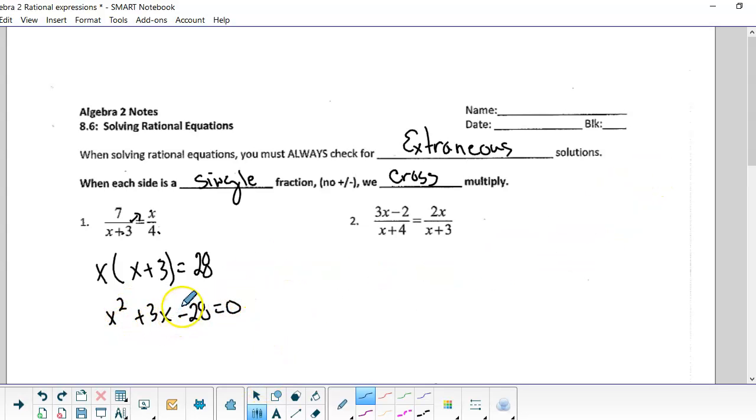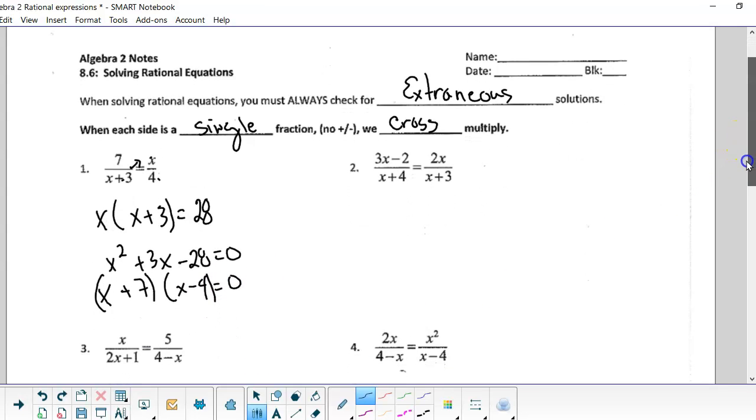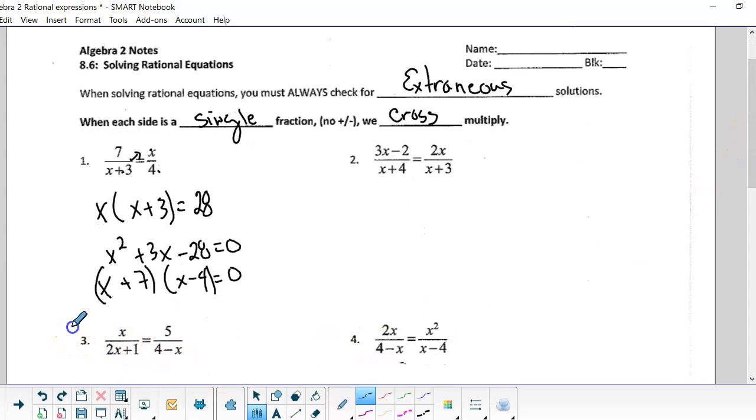Once we have this, we could solve by factoring. Finding two numbers that multiply to 28 and have a difference of 3, well, that's going to be 7 and 4, right? So it's going to be x plus 7, x minus 4 equal to 0. So my solutions, my x values, x is equal to negative 7, and it is also equal to 4.